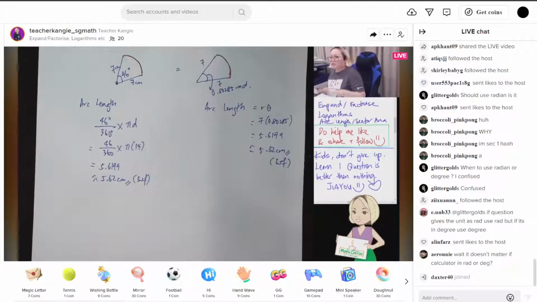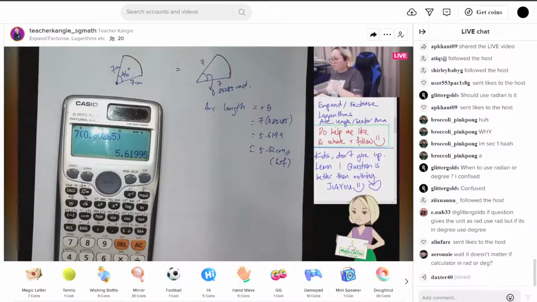Good question. A student asks, do I have to be in the radian mode or degree mode? For normal calculation, you don't need to be in degree or radian mode. It doesn't matter at all. The only time it matters is when you are using trigo, sine, cosine, and tangent.